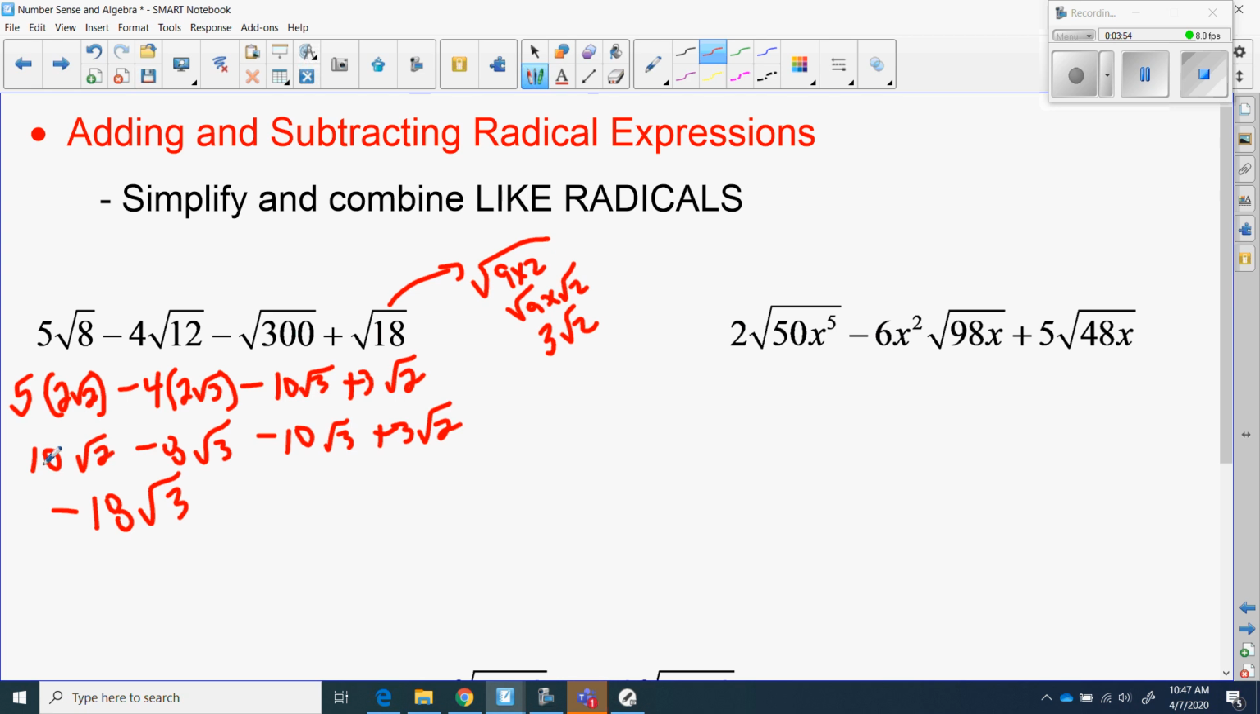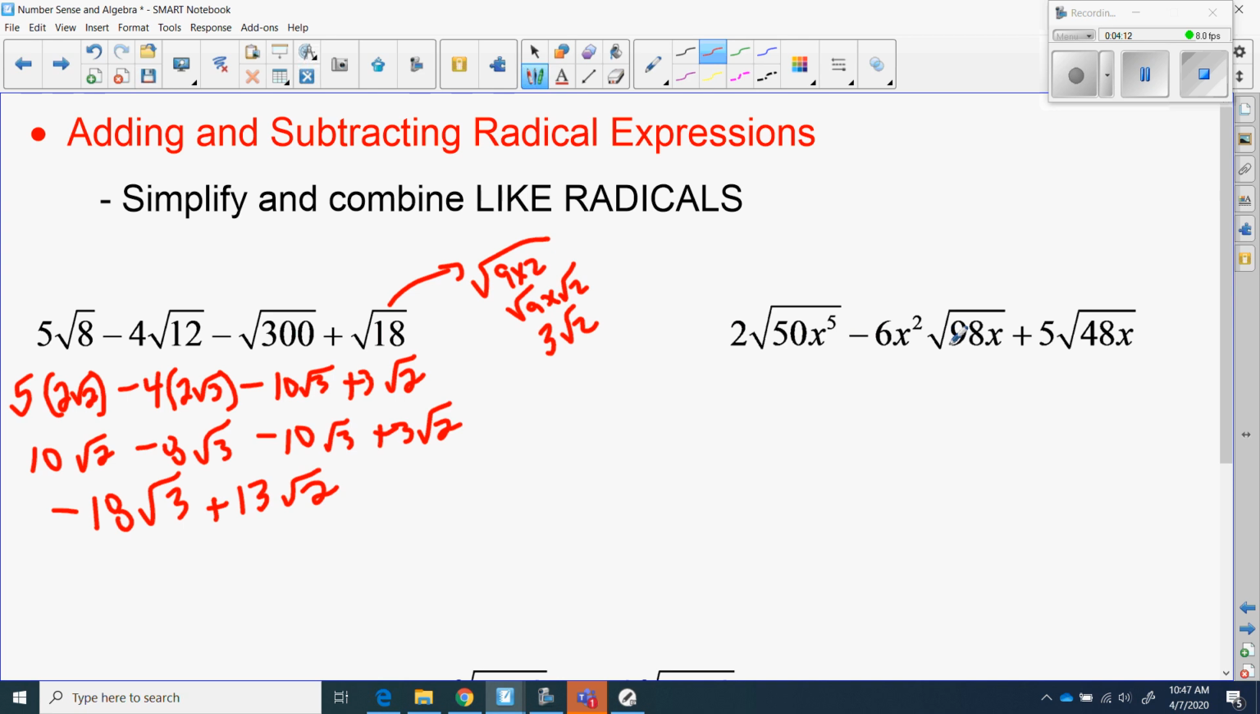Now I collect the radical 2. So I get 10 radical 2's plus 3 more radical 2's. So that would give me 13 radical 2's. Now the radicals are different, so I can't go any further. I can't collect those together. I'd be in simplified form, and that would be our solution to that first one.